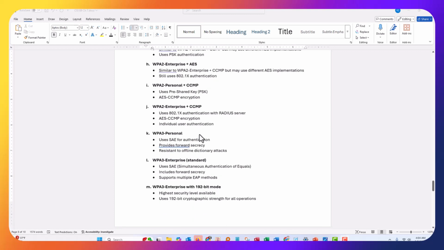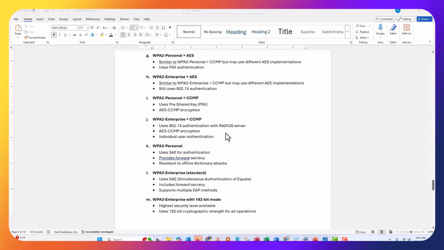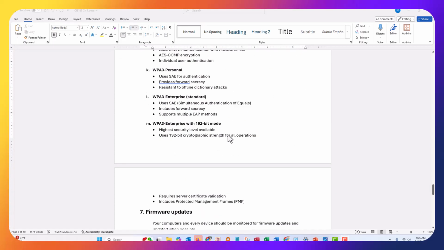Finally, just a couple of years ago, we came out with WPA3 Personal and Enterprise, and those are still not totally rolled out. Not that many devices have them, although we're getting there. And there's also an Enterprise version with 192-bit encryption mode. So this is the very highest level that you're going to get. These are fascinating, and learning them is really important in order to understand a lot about how wireless security works.